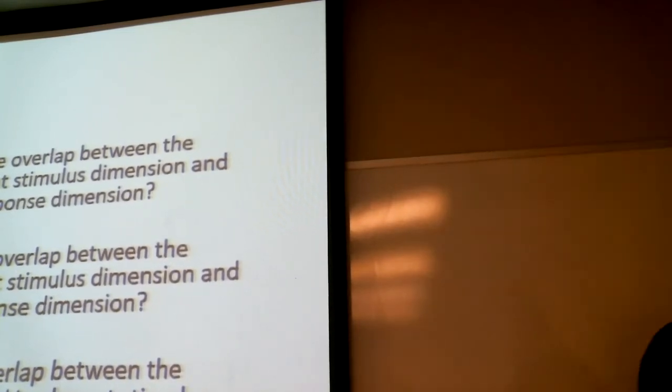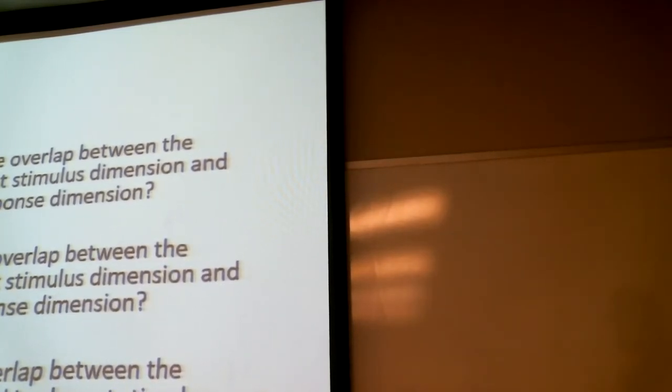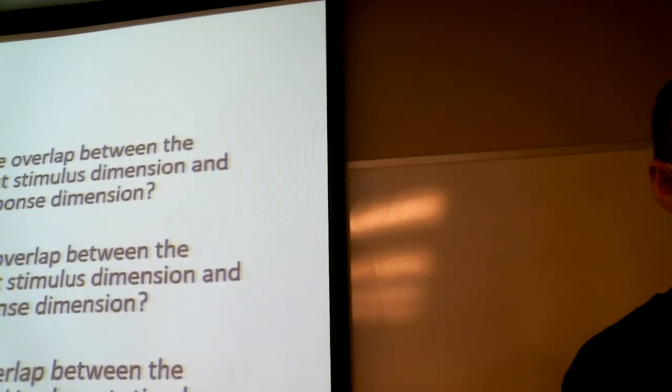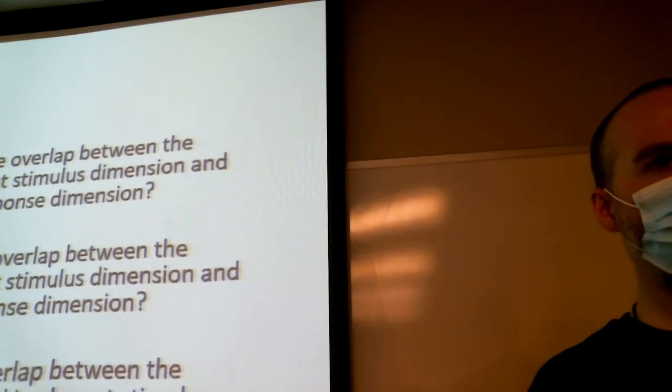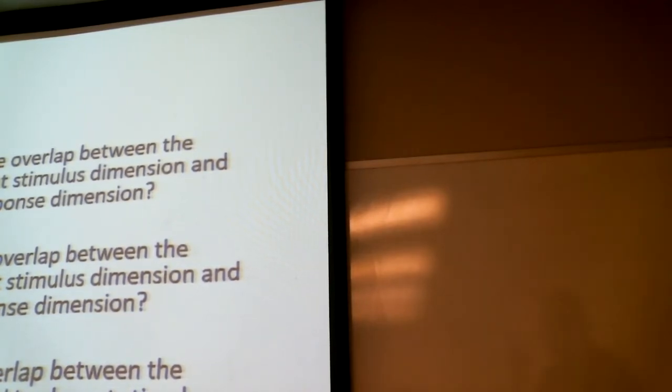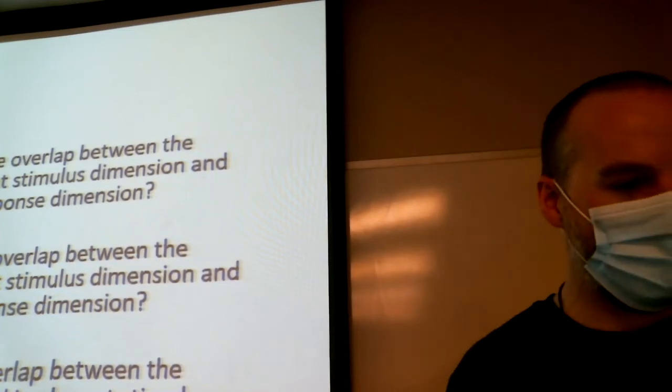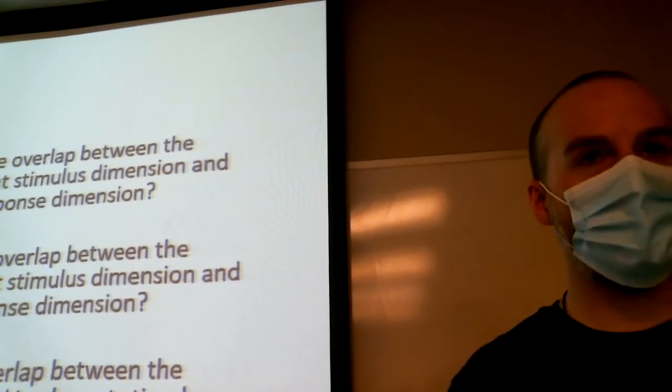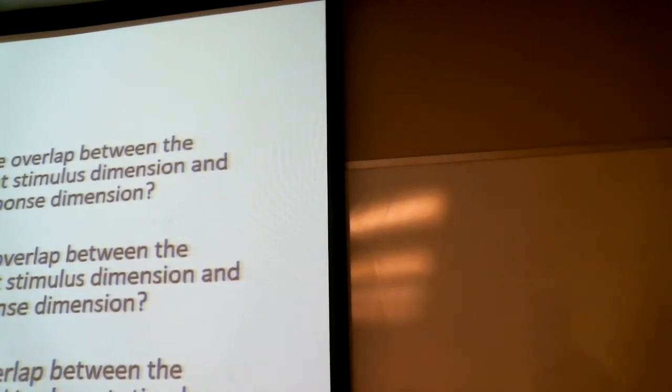So the relevant stimulus dimension here is the color of the text. That's what you need to respond to. The irrelevant dimension is the word that you're seeing. It's a color word. You're told, don't read that. And the response dimension, in this case, you have to say the color.